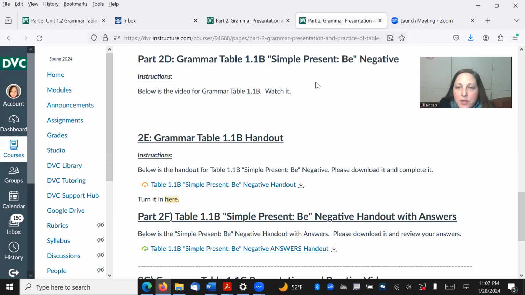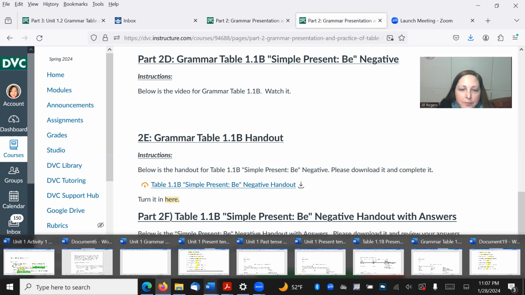Okay, so there isn't a grammar table in your book for you. I made it for you. Please download this by clicking and you have it. I will go through this and explain it. And at the end, when you're finished doing that, you can click to download the answers handout and review your answers. Okay, so let's get started.